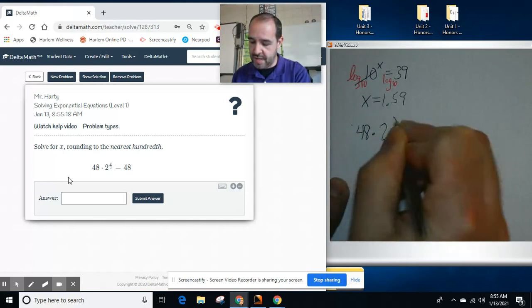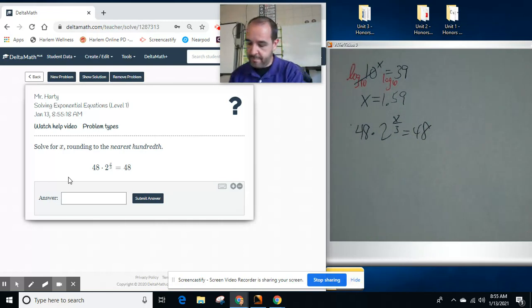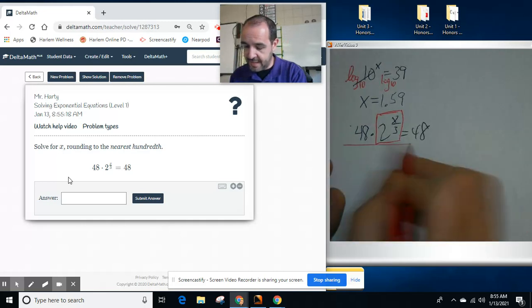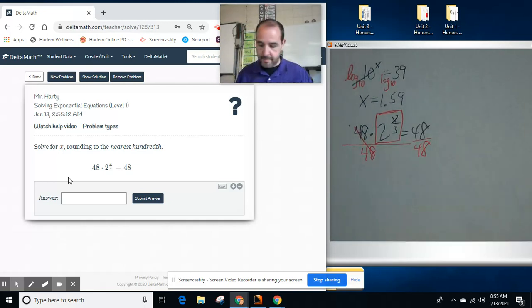48 times 2 to the x over 3 equals 48. Okay, first job: isolate your exponential. In the first one, it was isolated already, so I didn't have to worry about that. For this one, I've got to get that isolated first. So first job is to get that 48 out of there. And since I'm multiplying it, we're going to divide.